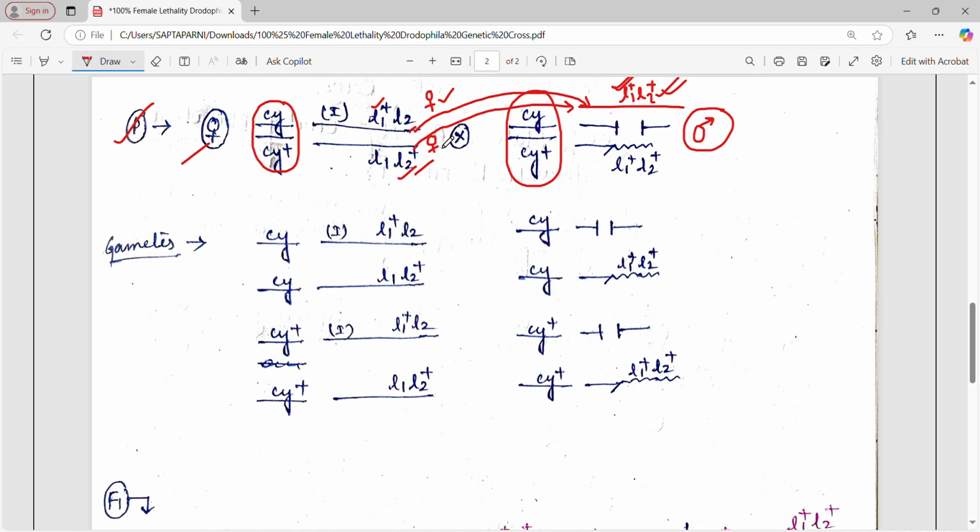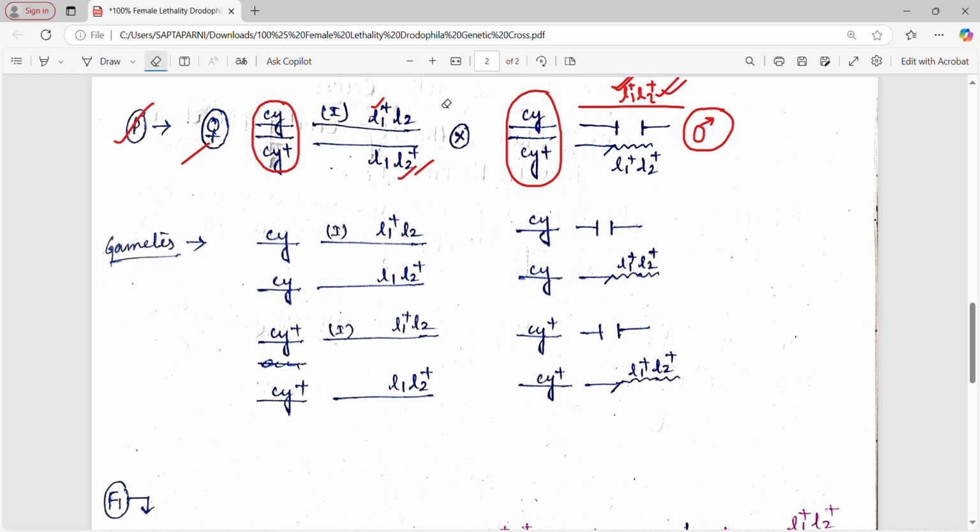So here you can see both the females are surviving, but in our question there should be no female surviving in the F1 generation, so this could not be possible. So how can you negate this? To negate this, what should you do?